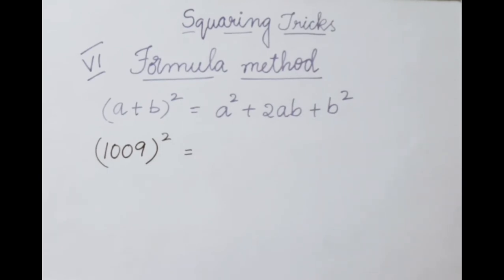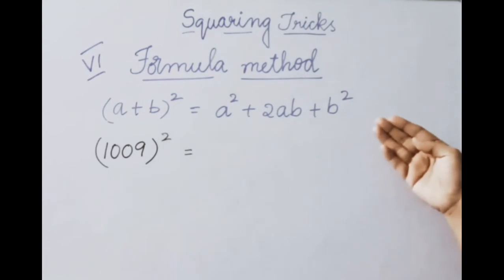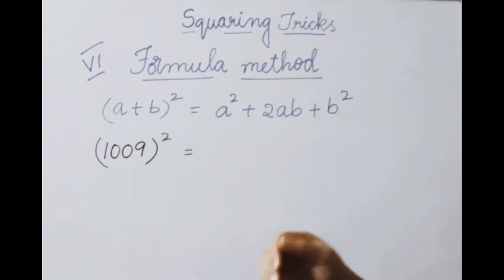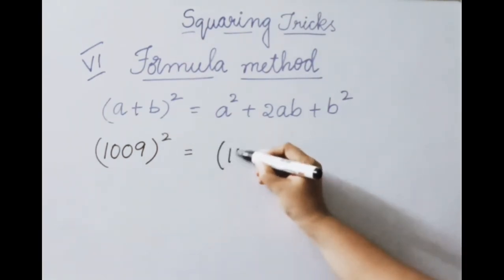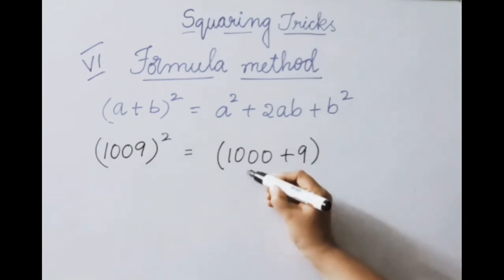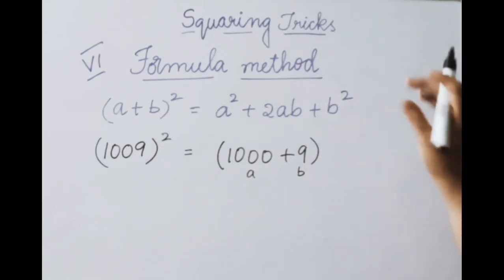See now the last method, formula method. So we all learnt in childhood a plus b whole square. So a plus b whole square formula, a square plus 2ab plus b square. By using this formula we are going to solve the square now. So our example is 1009 whole square. First we have to split the number into two numbers. That is 1000 plus 9. So 1000 will be A and 9 will be B. So apply this for the given formula.